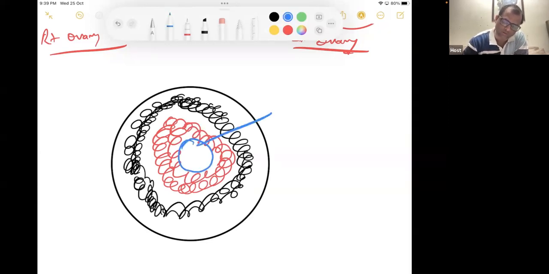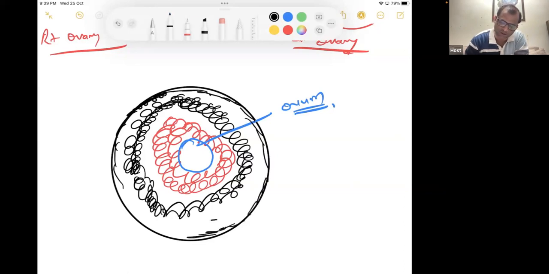तो मानो ओवम अंदर है, राइट? There is an ovum inside. But remember one thing, ovum is surrounded by many layers. ओवम बहुत सारी लेयर से सराउंडेड होता है. अभी मैं सिर्फ नाम लिख रहा हूं, हम इसको समझेंगे धीरे धीरे करके.